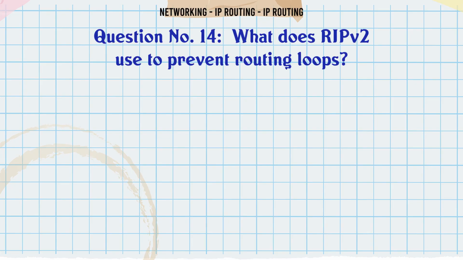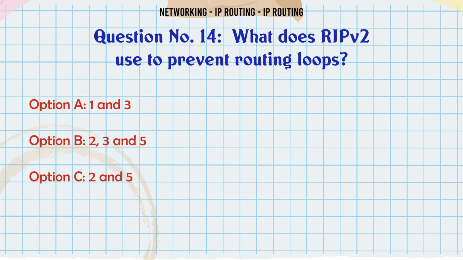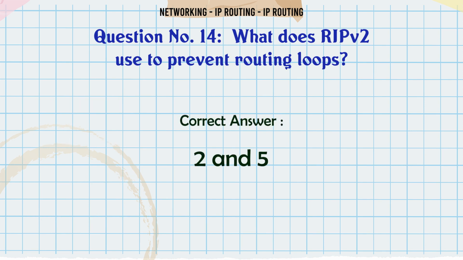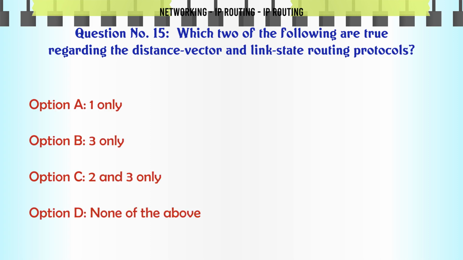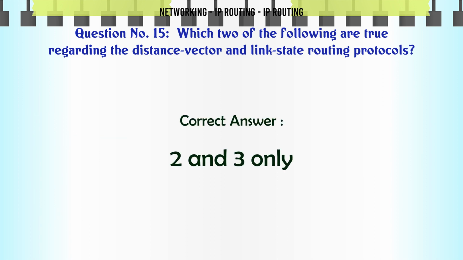What does RIPv2 use to prevent routing loops? A. 1 and 3. B. 2, 3 and 5. C. 2 and 5. D. 3 and 4. The correct answer is 2 and 5. Which two of the following are true regarding the distance vector and link state routing protocols? A. 1 only. B. 3 only. C. 2 and 3 only. D. None of the above. The correct answer is 2 and 3 only.